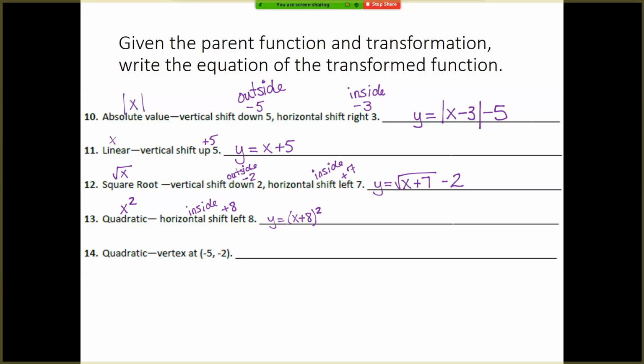Question 14 is written a little bit differently. Question 14 tells us we have a quadratic. That's normal. They're telling us to use x squared. But then they've told us that the vertex is at -5, -2. So here you have to know that the parent function has a vertex of 0, 0. If I have my vertex at -5, -2, that means I've gone left 5 and down 2. So really they're telling us to write a quadratic that's been moved left 5 and down 2.